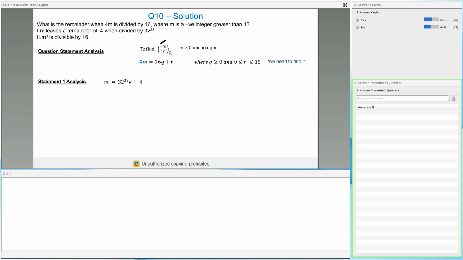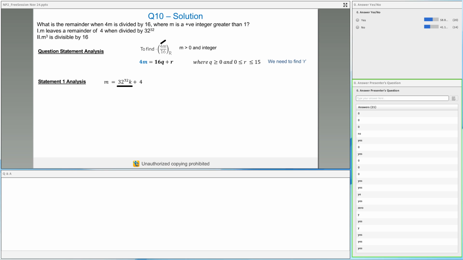Is m a multiple of 4? Yes, no? No? Think about it. If I divide m by 4, what will be the remainder when 32 to the power 32k is divided by 4? The remainder will be 0, right?